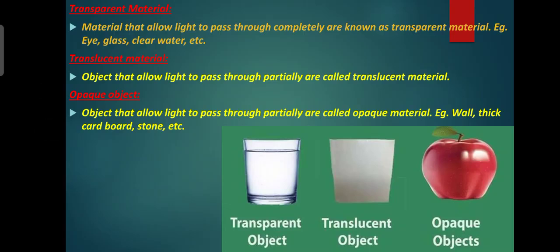Second one, translucent material. There are some objects through which we can see but not very clearly. Such objects are known as translucent. For example, butter paper, ground glass, etc. Third one, opaque object. If we cannot see through an object at all, it is an opaque object. For example, wooden door, wall, etc.